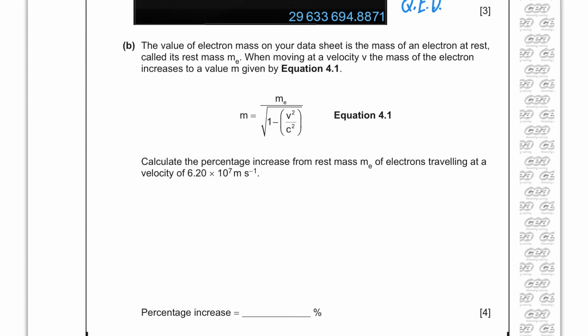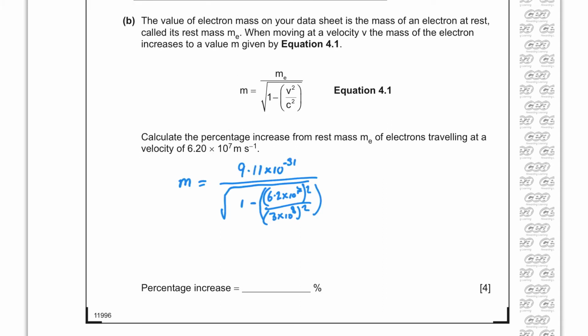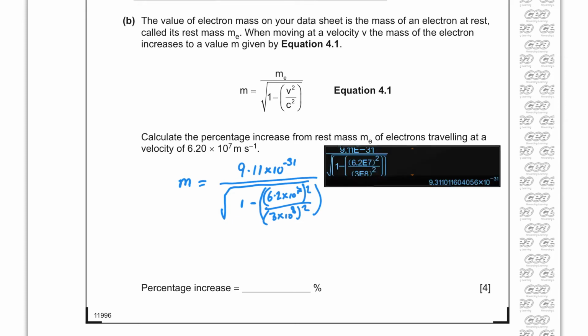Calculate the percentage increase in rest mass me of electrons travelling at a velocity of 6.2 times 10 to the 7 meters per second. You can appreciate that's a reasonable fraction of the speed of light, because the speed of light is 3 times 10 to the 8. So we would expect to see some kind of change there. We should sub in and calculate this relativistic mass. Subbing in, checking everything in your equation is the correct value, remembering to do the squaring, and that gives us this value.